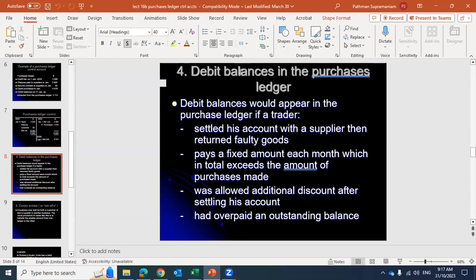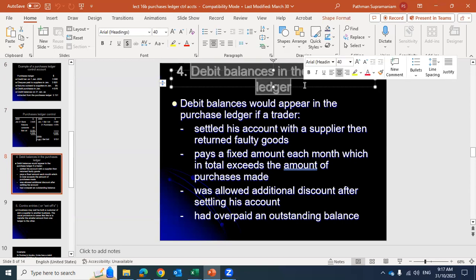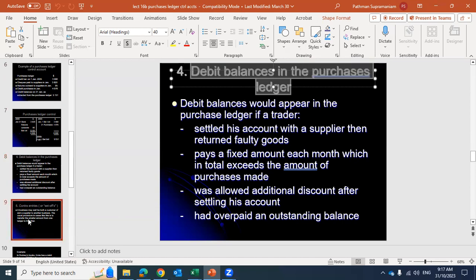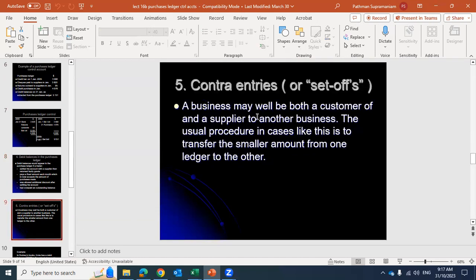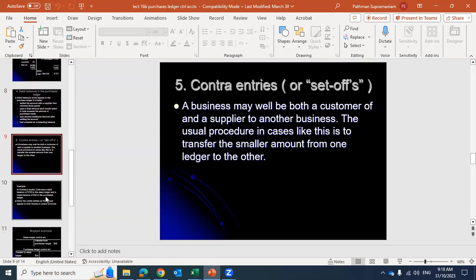As I mentioned earlier, sometimes you can have debit balances in the purchase ledger control or purchase ledger because the business has overpaid its trade payables. And for the same reason mentioned in the lecture on sales ledger control, contra is where we set off the amounts that the same individual owes us and we owe that individual. We pick the lower of the two amounts.